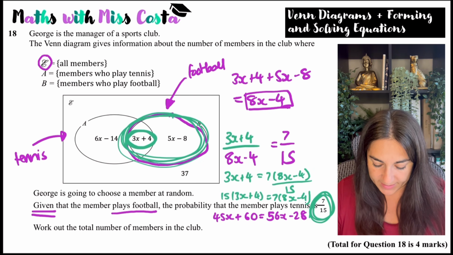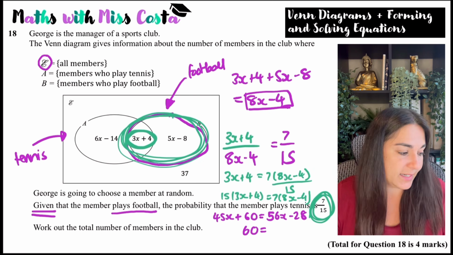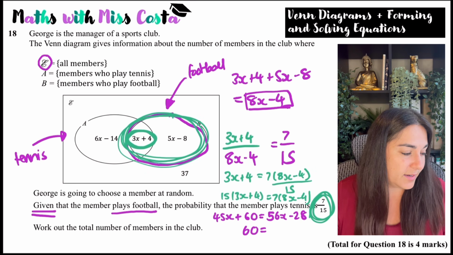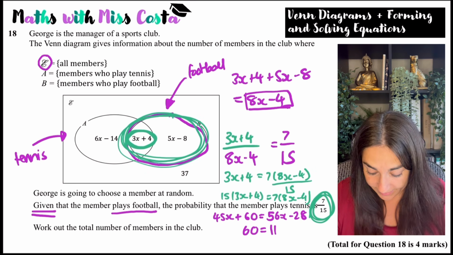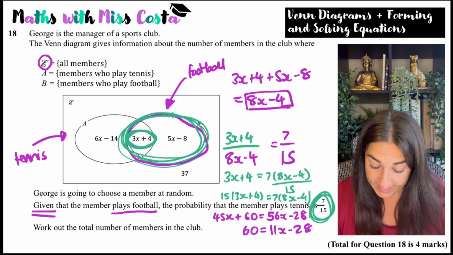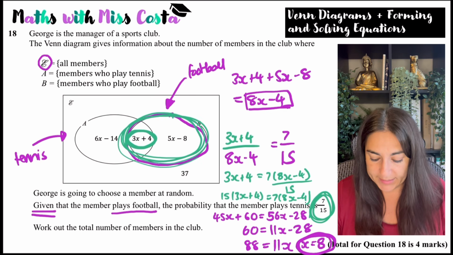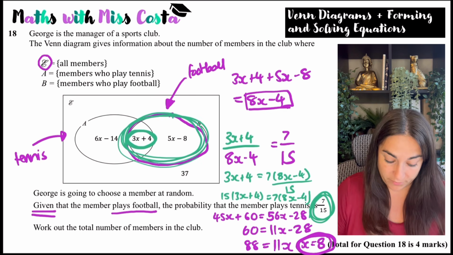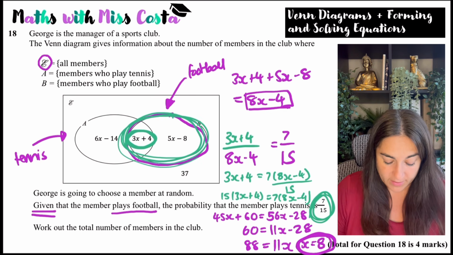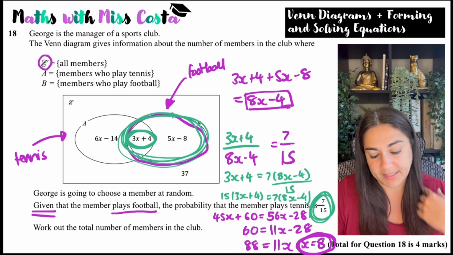Now let's simplify. So 60 is 56 take away 45, is 11x minus 28. Add 28 to both sides. So 88 is equal to 11x. Therefore, x is equal to 8. So I've formed an equation and solved it to figure out the value of x. And then I'm asked to work out the total number of members in the club.